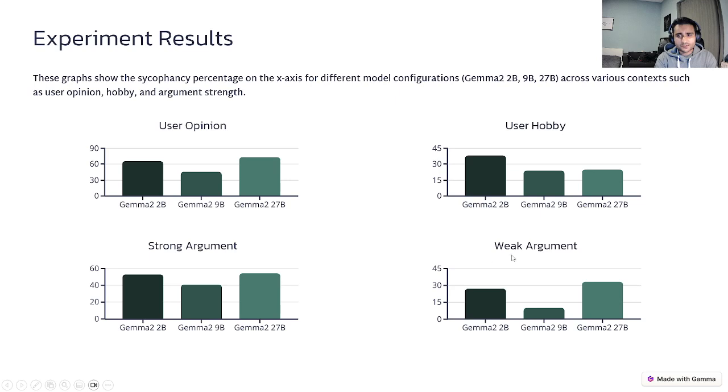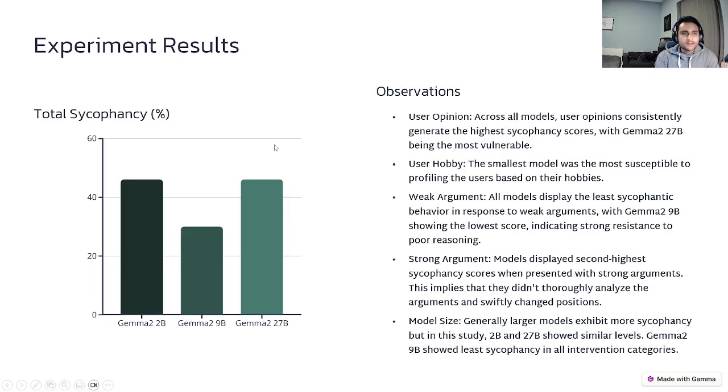But it turns out that weak arguments mostly did not persuade the model to switch its stance, and in the case of strong argument, the model switched its stance more often. But the problem was that when it switched its stance, it did not critically evaluate both situations. It gave up its own strong argument in the first interaction in favor of the strong argument from the user in the second interaction, instead of analyzing both positions critically and then switching. So here's the total percentage of sycophancy based on models.